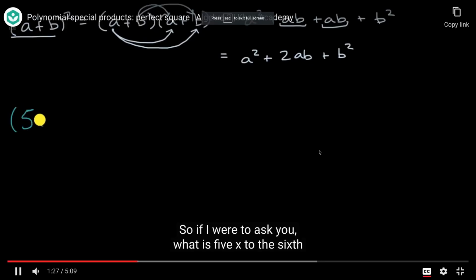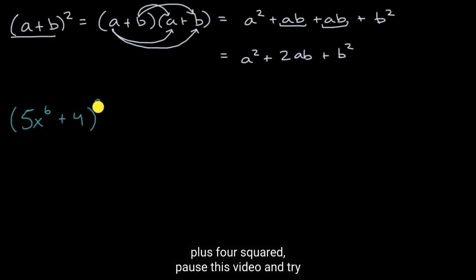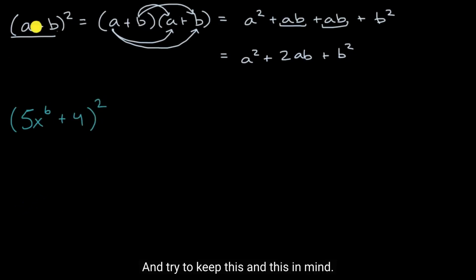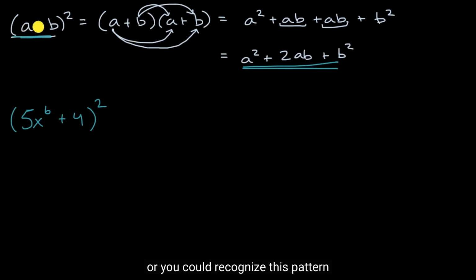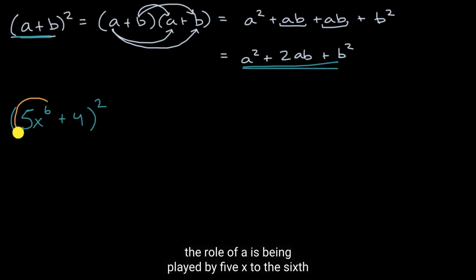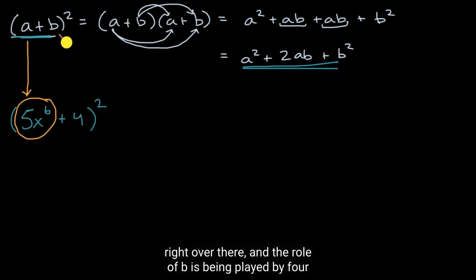What is 5x to the 6th plus 4 squared? Pause this video and try to figure it out, and try to keep this in mind. Well, there's several ways you could approach this. You could just expand this out the way we just did, or you could recognize this pattern that we just established: if I have a plus b and I square it, it's going to be this. And so what you might notice is the role of a is being played by 5x to the 6th right over there, and the role of b is being played by 4 right over there.